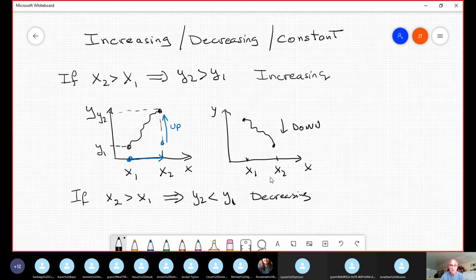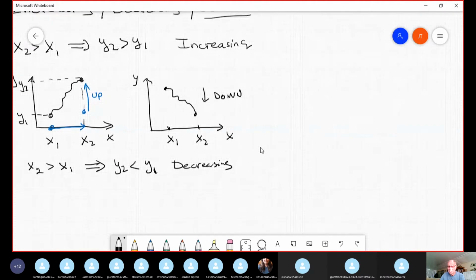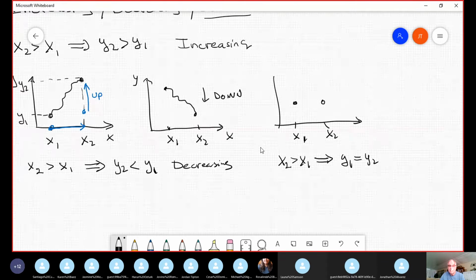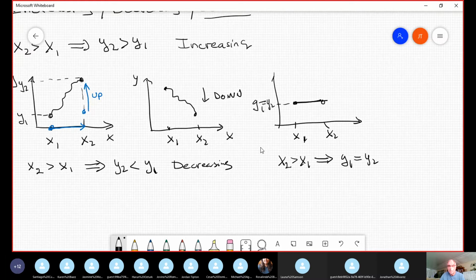This is y1. And constant is the same value. Suppose again x1, x2, in the same condition. I suppose that x2 is greater than x1. However, the y is the same. y1 is equal to y2. It looks like that. This is y1 equal to y2, and this is constant. A constant function stays the same, doesn't change, no decreasing, no increasing. And this is super easy to understand.